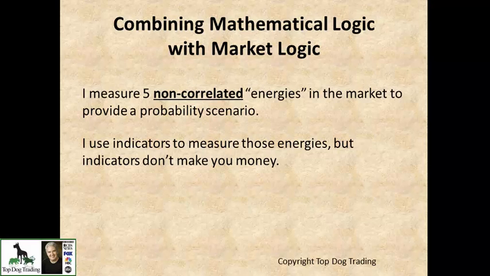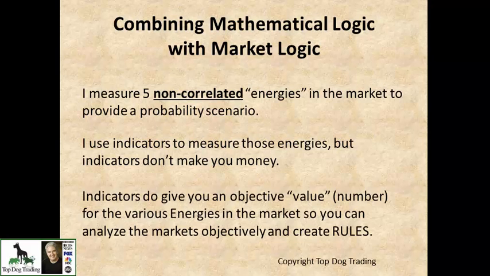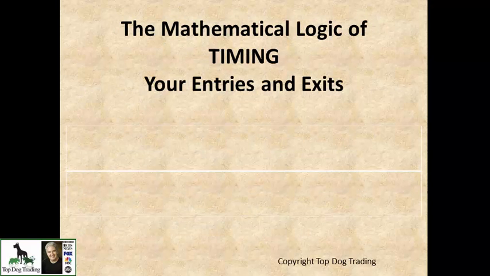But I use indicators because I don't want to just look at the chart and eyeball it and say, oh, okay, yeah, the trend is up. That is a subjective evaluation. So I only use the indicators to give me an actual number, an objective value for each one of those energies, so that I can then objectively create rules for my trading.